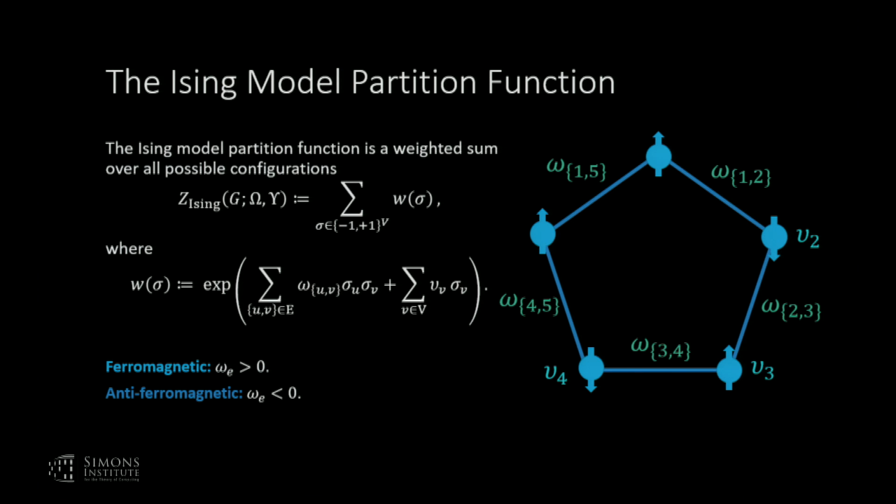So this is how we define it, in a less combinatorial but more physics way. The Ising model partition function is a weighted sum over all configurations, and the weight is given by sums of the edge terms and the vertex terms. Provided all of the edge terms are greater than 0, we say the model is ferromagnetic, and if they're all less than 0, we say it's antiferromagnetic.